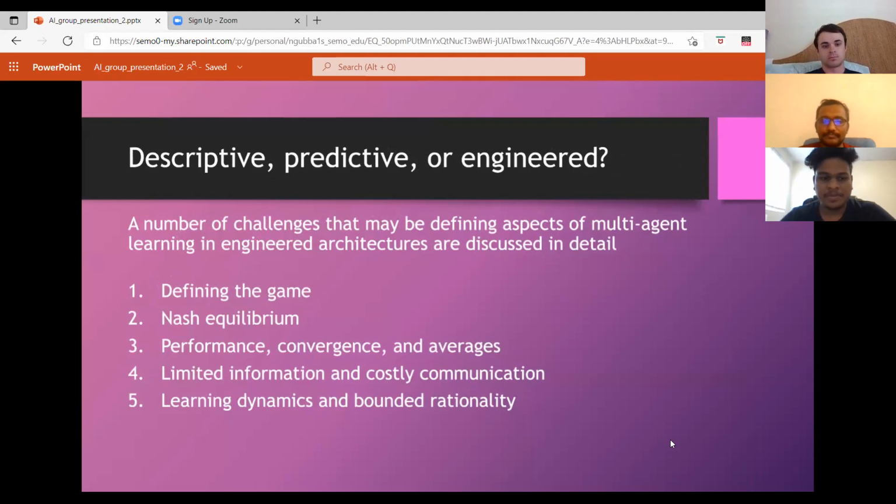Yeah. So coming to learning dynamics and bounded rationality, there is a full list of engineering designs which concern multi-agent learning. It continues to increase as economic techniques for engineering problems are investigated. Next slide, please.